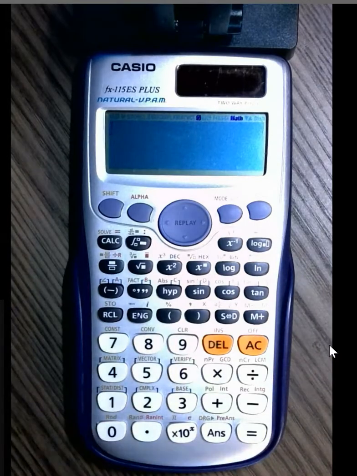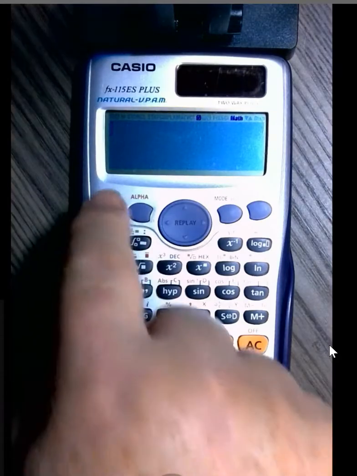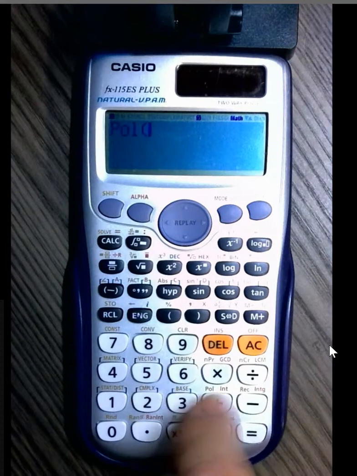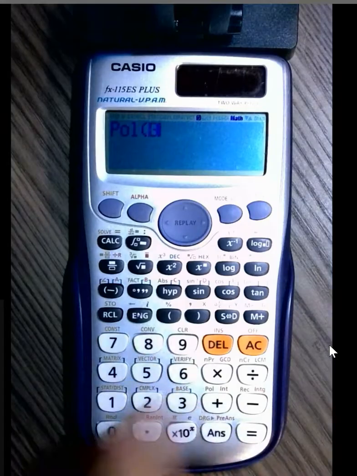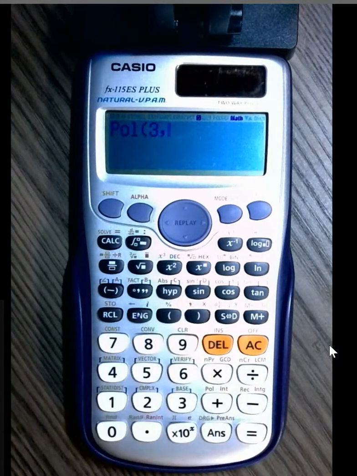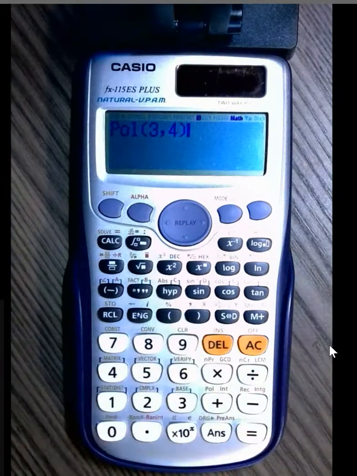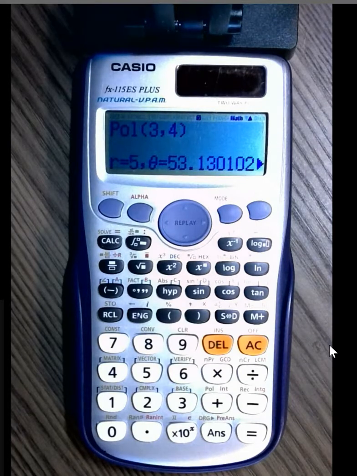I'm going to do a 3, 4, 5 triangle. So if I want to convert x equals 3, y equals 4 to polar, then what I want to do is go to shift polar, x equals 3, and then I want to put a comma in there, which is shift right parenthesis, 4, okay? You can close parentheses or not, it doesn't matter, and then just hit equals. And that will give you the magnitude and phase, all right?